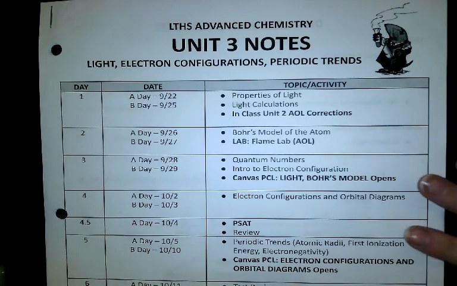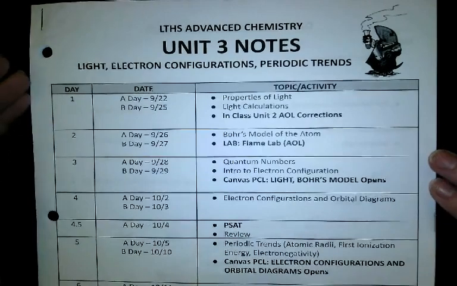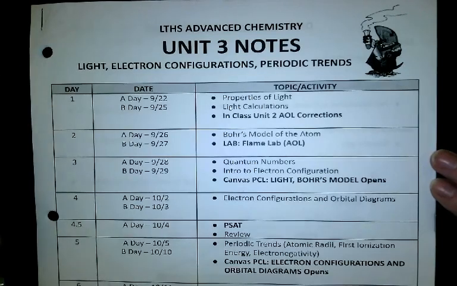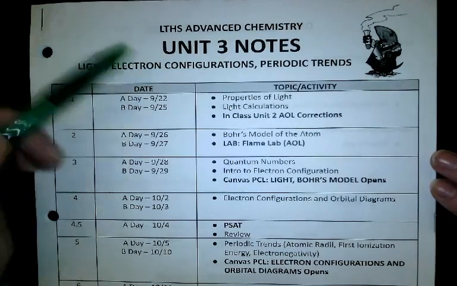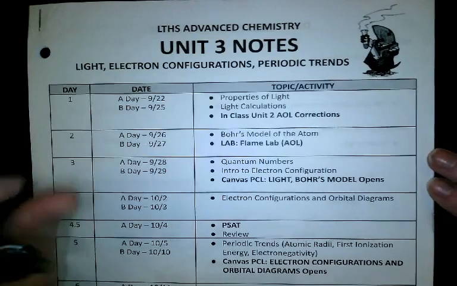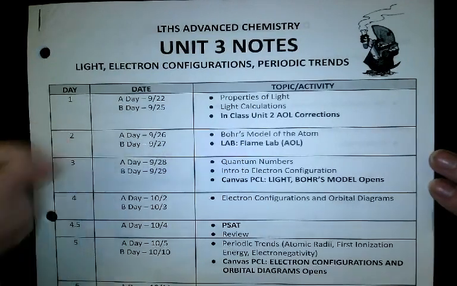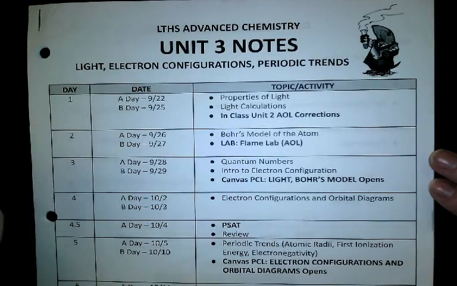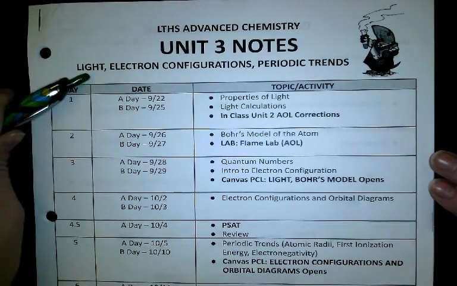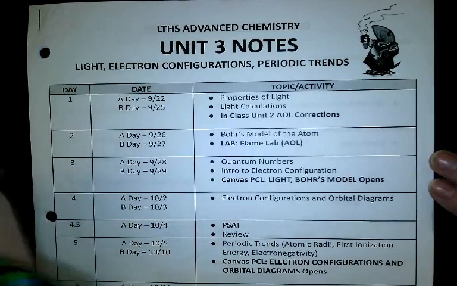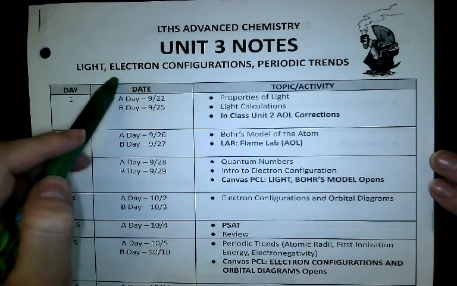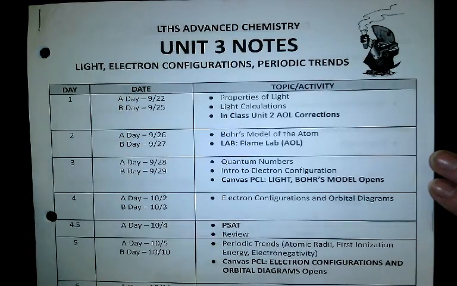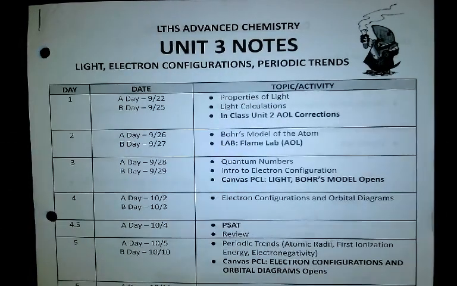Hey guys, okay, so today we are going to start Unit 3. Now, Unit 3 is all about light, electron configurations, and periodic trends. So we're going to talk about electrons and how they behave, but before we can talk about electrons and how they behave, we have to talk about light because they're pretty intertwined. We're going to talk about how electrons are organized within the electron cloud. And we're going to talk about periodic trends for this unit.